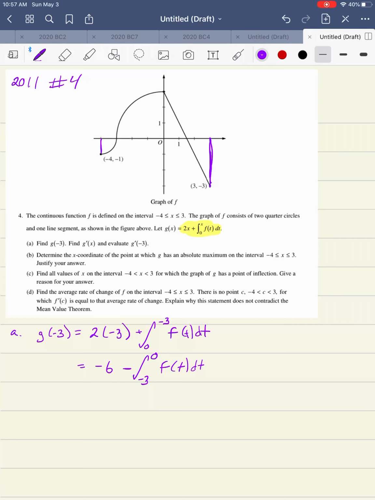All right, so I'm looking for the area from -3 to 0. So I'm looking to find this integral from -3 to 0. So I'm talking about this quarter circle. Well, a circle, remember, area is pi r squared. The radius here is 3. So that becomes 9 pi. But it's a quarter of that, so it's only over 4. So this becomes -6 minus 9 pi over 4. And so that's what g of -3 is.